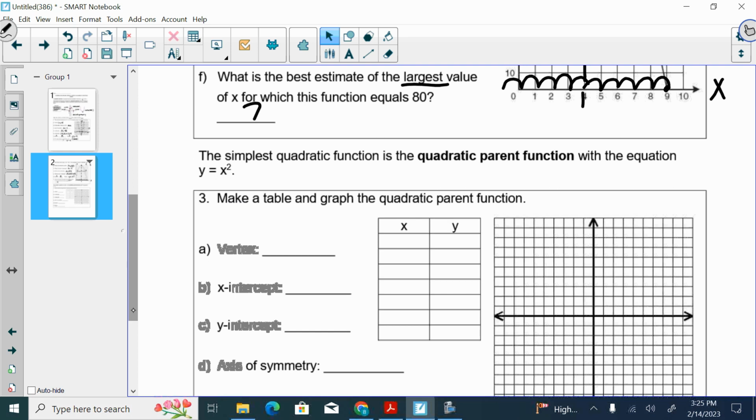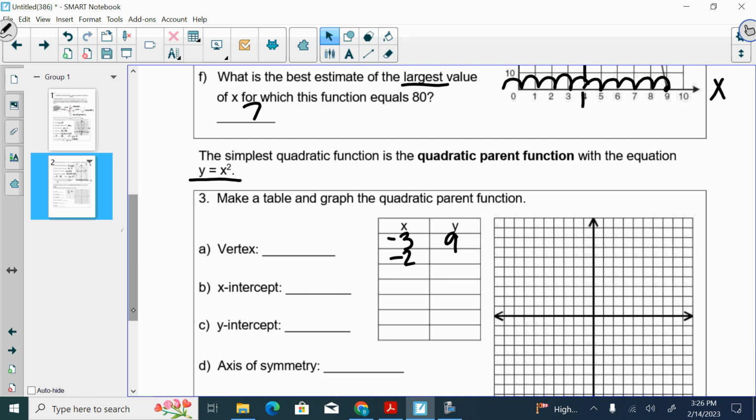All right. Okay, we got one more here. Okay, this last one says it's the simplest quadratic function called the quadratic parent function, and it's this equation, y equals x squared. Make a table and graph your quadratic parent function. Okay, so whenever I pick points to plot, I want some that are over here and some that are over here, so it shows me most of my graph. So let's start with some negative values. Let's do -3. So if I plug -3 in for x, what's -3 squared? Close. -3 times -3 gives me +9. Good.